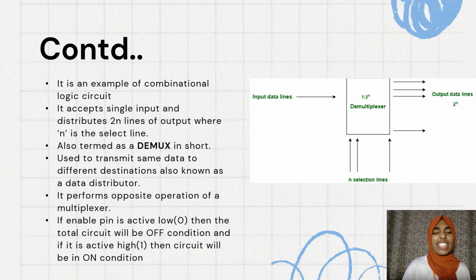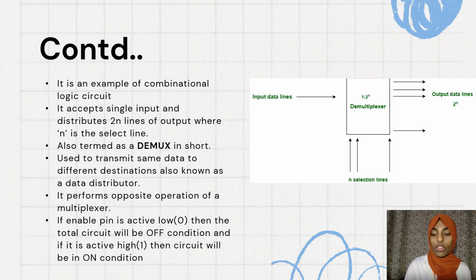If the enable pin is active low, which means 0, then the whole circuit will be in the off condition and the inputs given at that time are considered don't care. When it is active high, the circuit will be in the on condition, and the inputs are considered only when the enable pin is given 1, whereas all the inputs given while the enable pin is 0 are not considered here. So these are the n select lines, and the outputs are based on the number of n select lines.